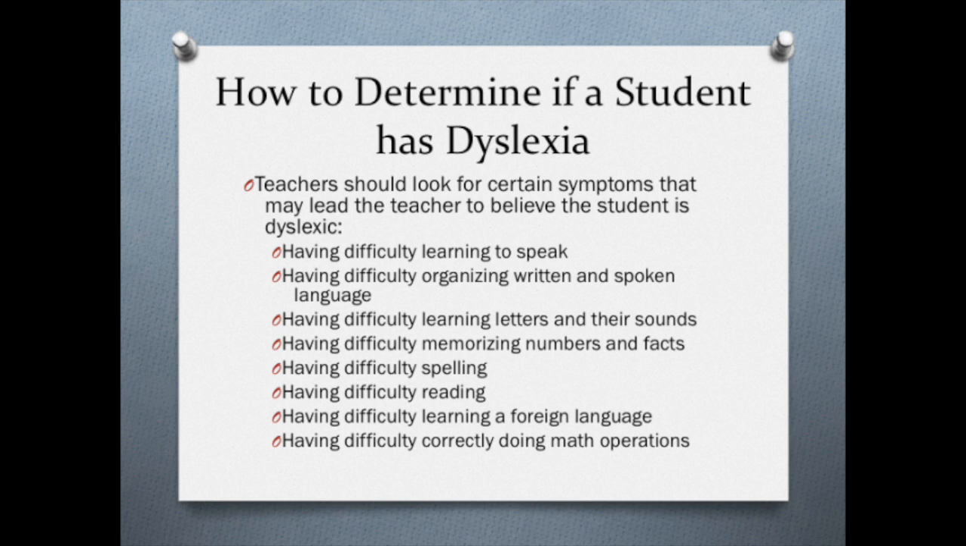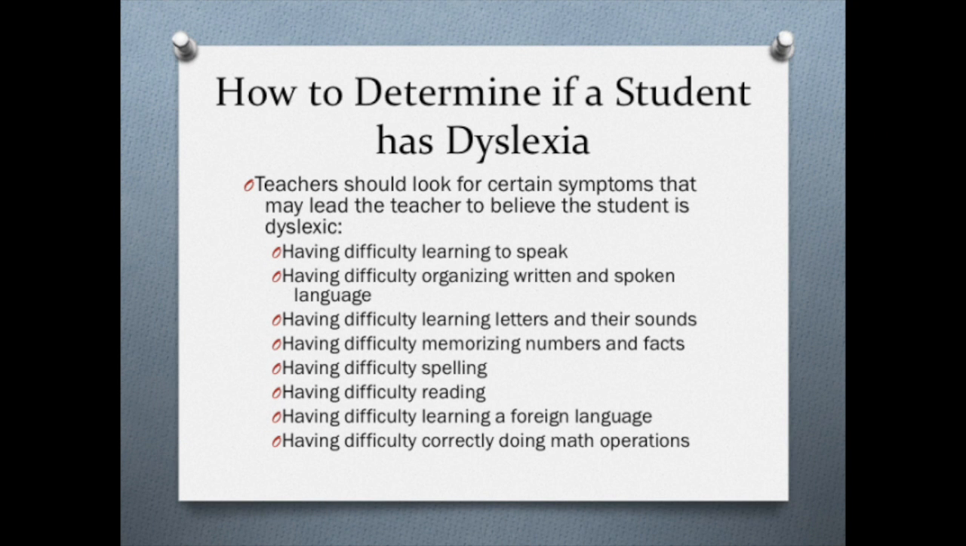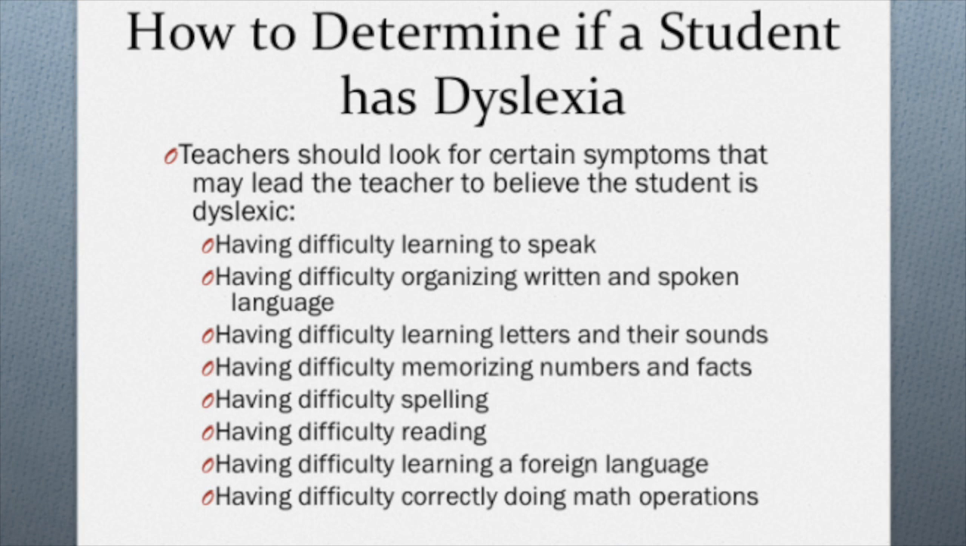The problems displayed by individuals with dyslexia involve difficulties in acquiring and using language. Reading and writing letters in the wrong order is just one symptom of dyslexia and does not occur in all cases. Teachers should look for certain symptoms that may lead them to believe the student is dyslexic. Having difficulty learning to speak, having difficulty organizing written and spoken language, having difficulty learning letters and their sounds, having difficulty memorizing numbers and facts, having difficulty spelling, having difficulty reading, having difficulty learning a foreign language, and having difficulty doing math operations.